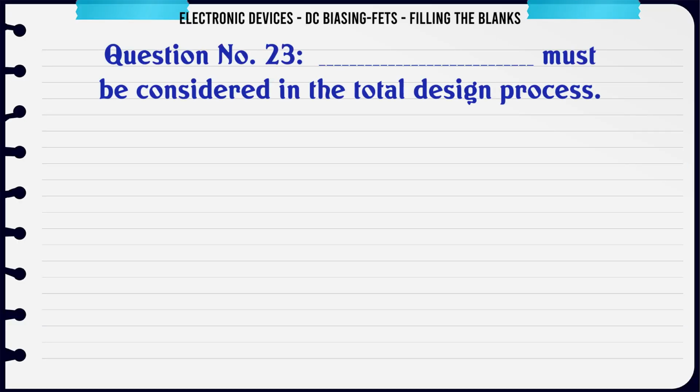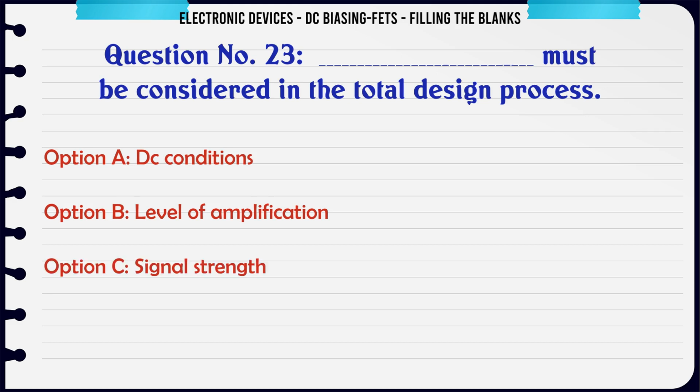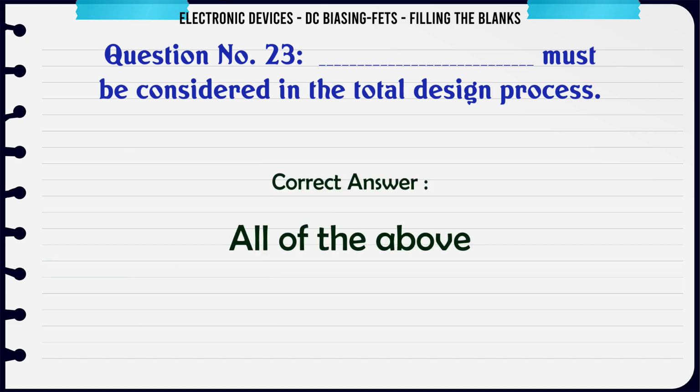Must be considered in the total design process: A. DC conditions. B. Level of amplification. C. Signal strength. D. All of the above. The correct answer is all of the above.